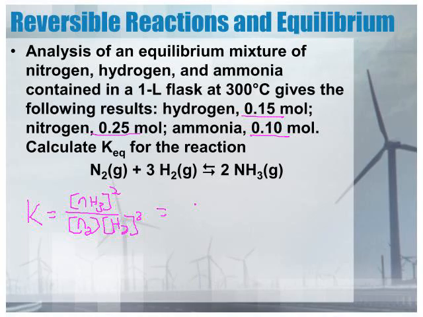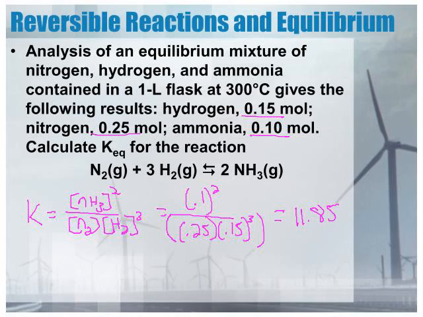So then we're just going to substitute in our different amounts. Our amount for ammonia is 0.1, and that's squared. Our amount for nitrogen is 0.25, and our hydrogen is 0.15, and that's cubed. When you're putting everything into your calculator, you want to make sure that you put the bottom into total parentheses to get the right answer. And when we do this calculation, it comes out to 11.85, and our constants here have no unit whatsoever. So this is one of those rare moments that you can just give me a number, and that's it.